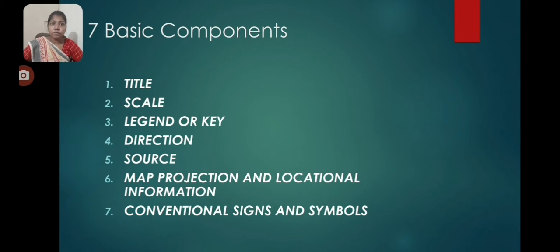If we take one particular map, all these details have to be there. If it's a perfect map, it should have all 7 components. There should be a title, a scale, a key, a direction, a source from which the data was taken, map projection and locational information also has to be mentioned, and signs and symbols are very important, as we already saw. So the keys are very important and signs and symbols are very important.